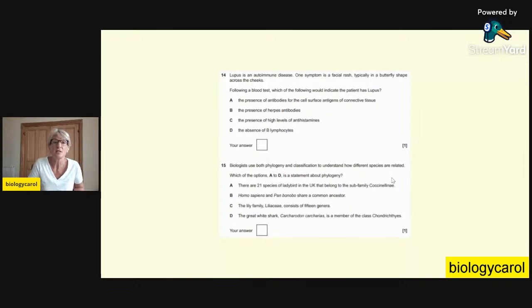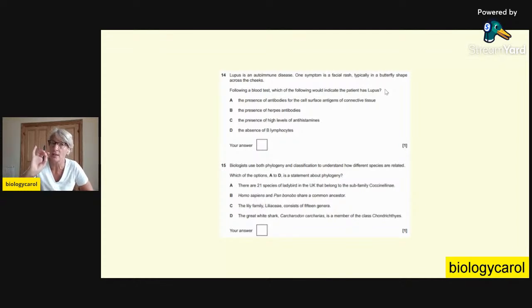Lupus is an autoimmune disease. One symptom is a facial rash, typically in a butterfly shape across the cheeks. Following a blood test, which of the following would indicate that the patient has lupus? You've had this whole description of lupus, but what we need to recognize is that you're trying to diagnose the specific disease, lupus.